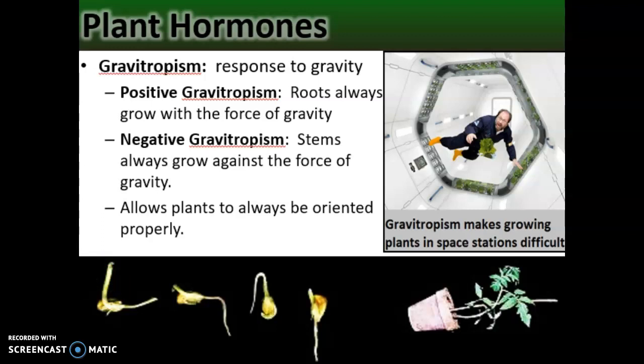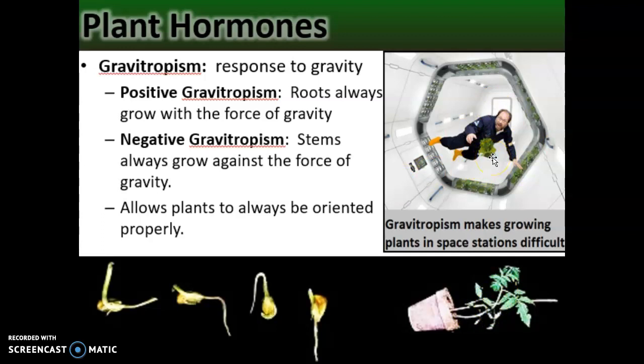Okay? If you take a fully grown plant, like a potted plant, and you flip it on its side, right, again, it won't continue growing out horizontally. Right? That stem always needs to be growing against the force of gravity, and that's going to cause it to bend upwards. Right? Here we see an astronaut handling some plants in a space station.